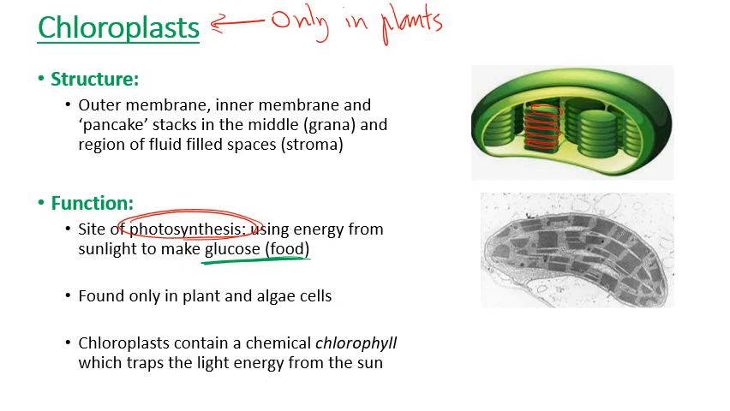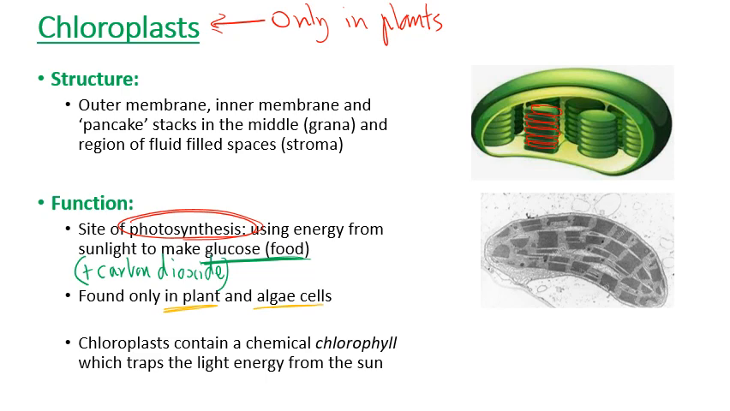Well, the chloroplast takes in sunlight, uses the energy from the sunlight. It also uses carbon dioxide from the air, and it uses that to make glucose, which essentially are food molecules. Like I said, they're only found in plants, plus some algae, which are protists.